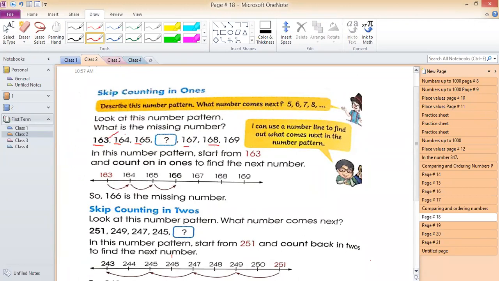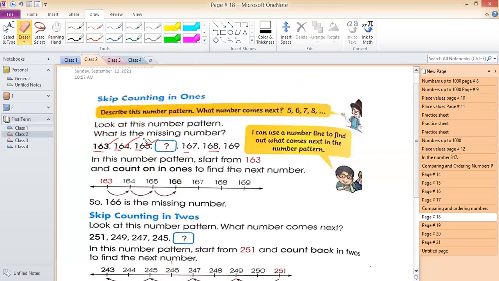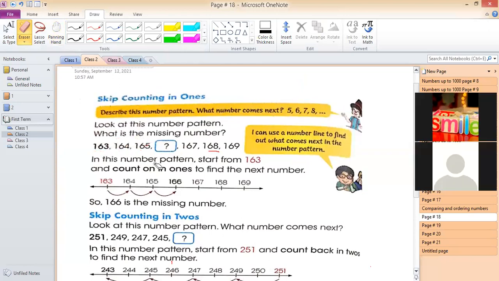It is 163, 164, 165, so the next number should be 166 when you count in ones. So this is the easy number pattern. You can easily identify it. So if I ask you what the pattern is, you will say, sir, we are actually counting in ones here. But guys, the pattern could be like this also.